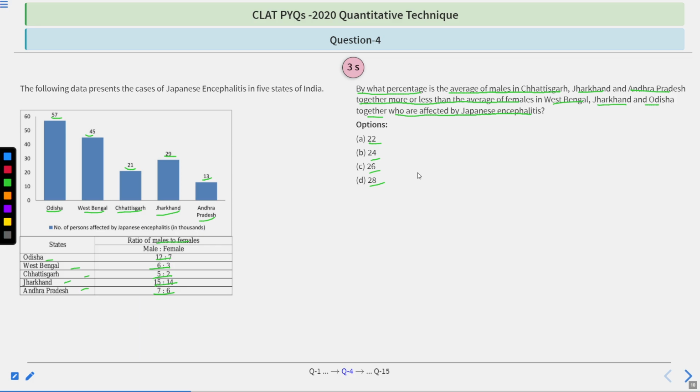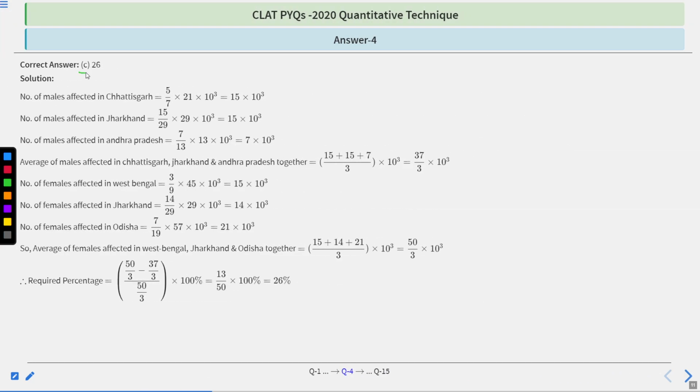Let's see the correct option. The correct option is C, which means 26. Let's see how. Number of males affected in Chhattisgarh, 15,000. In Jharkhand, 15,000. In Andhra Pradesh, 7,000. The average number of males affected in Chhattisgarh, Jharkhand, Andhra Pradesh is the sum divided by the number of states. You will have 37 by 3 times 10 to the power 3.